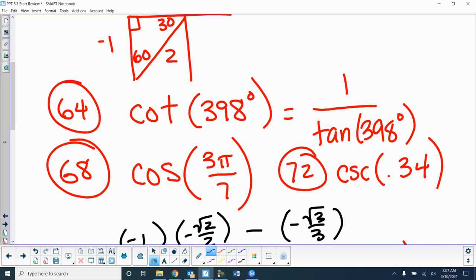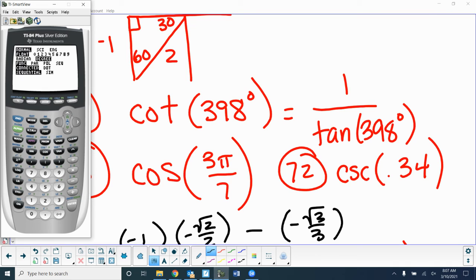For 68, it was cosine, you just put it in. You just have to change it to radian mode. Okay, so hit your mode button, go down, change it, and then go back and do cosine, and there is a 3 pi. Pi is right above your caret button, divided by 7. And then it's those 6 numbers, 0.22252, we go to 1.